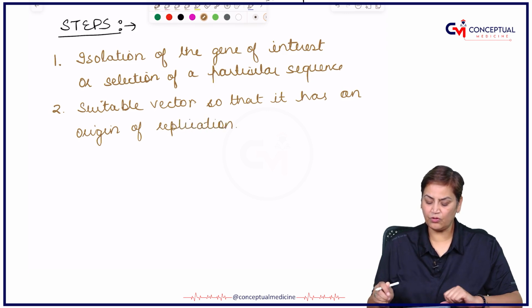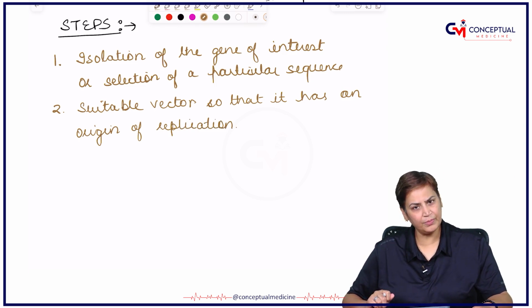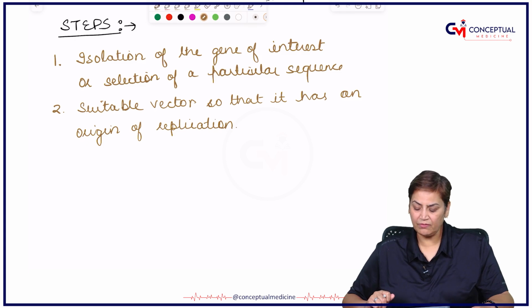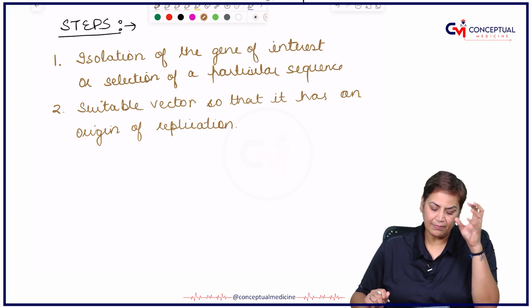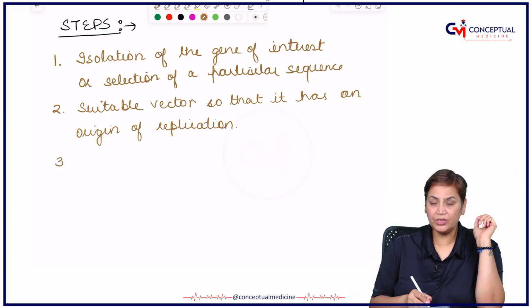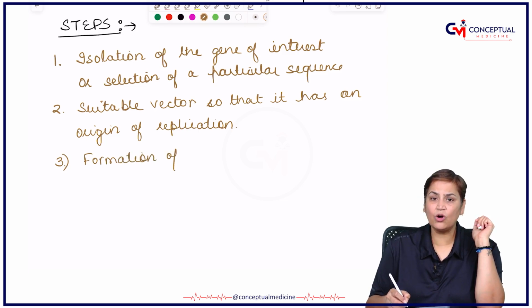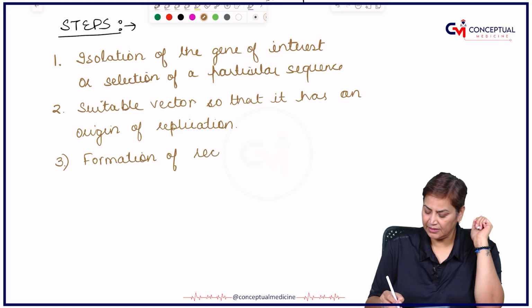Right. So, first of all, we will simply isolate a gene of interest or select a particular sequence, then a suitable vector so that it has an origin of replication. The origin of replication is found, the DNA sequence is found, then we form a chimeric DNA. So the third step is formation of a recombinant DNA.